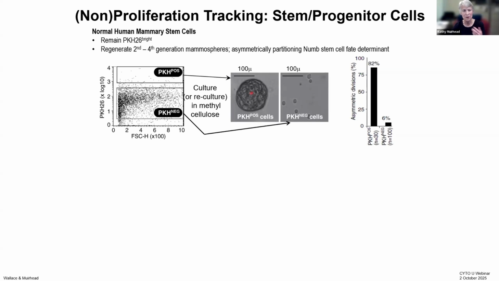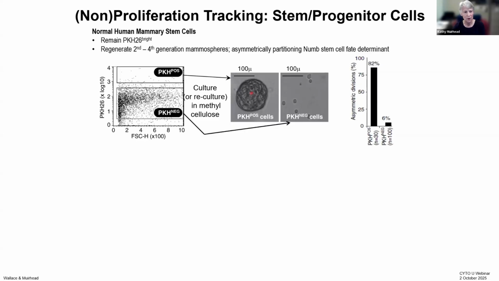If before you put them into these non-adherent culture conditions, you label them with a proliferation dye, and this example was PKH26, then it turns out that only the very brightest, maybe 0.2 to 0.4%, will in fact regenerate these mammospheres and can go on to do it several times. And if you monitor the way one of the fate determinants, the Numb stem cell marker, behaves, they are actually dividing that marker asymmetrically.